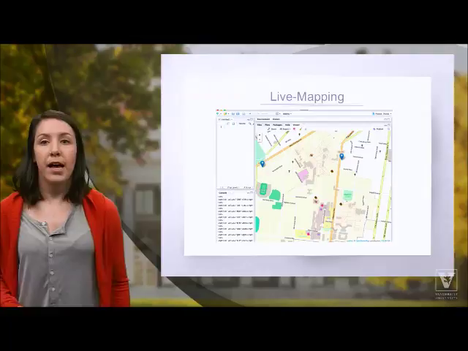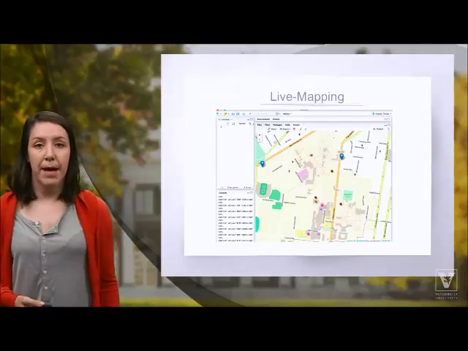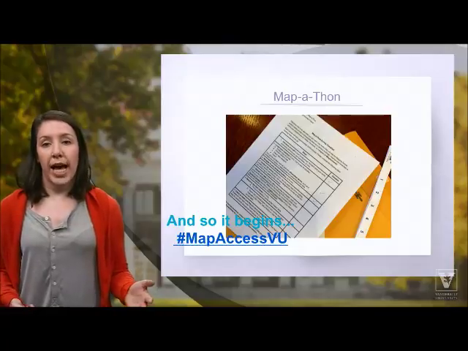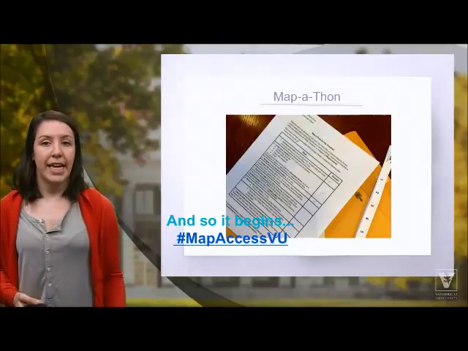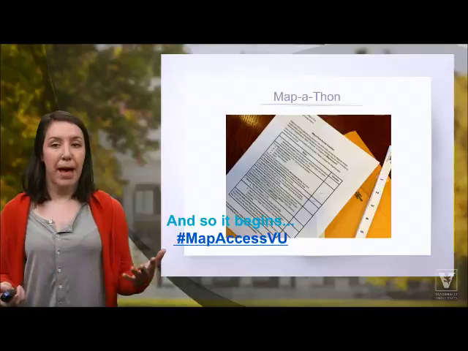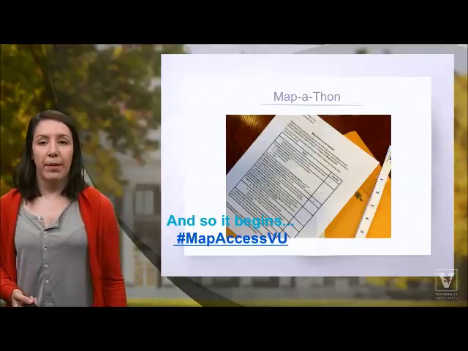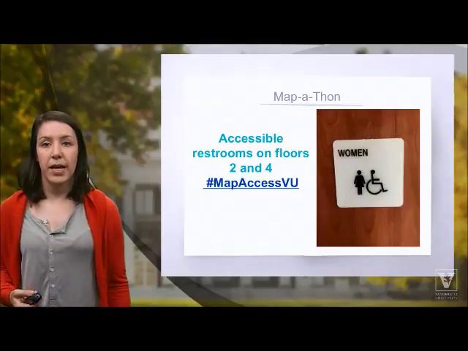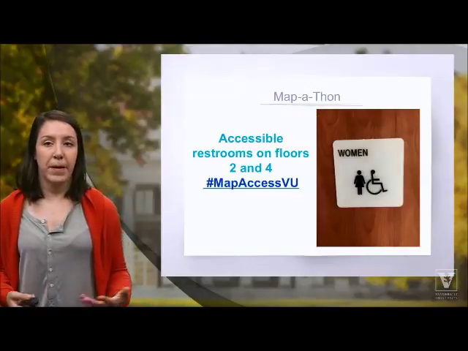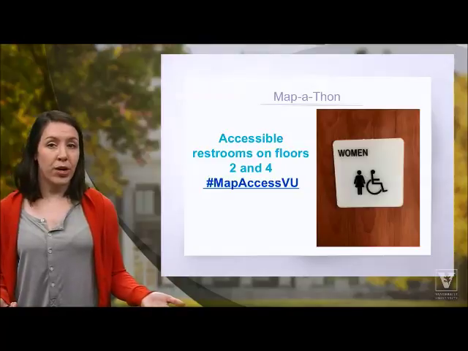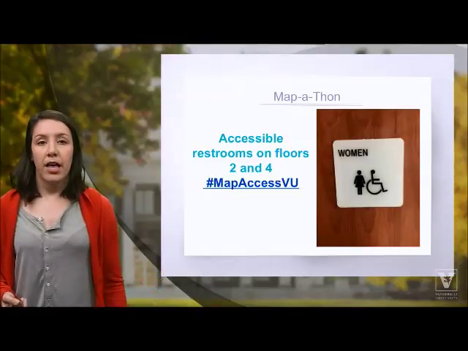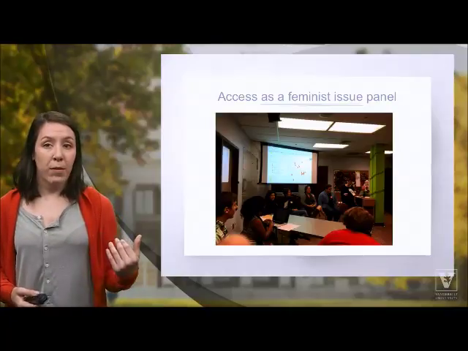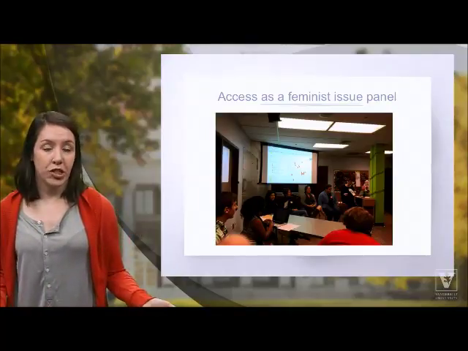Here's another example up close of the live map. And throughout this day, we also had a live Twitter feed. And here's an example of a tweet that somebody did. They said, "And so it begins, hashtag #MapAccessVU." In this way, we were able to understand how people were interacting with this project. Here's another tweet. Somebody tweeted a picture of accessible restrooms that they noticed on floors of a building. And throughout this event, we also had different panels. Here's an example of a panel that we had that was about access as a feminist issue.